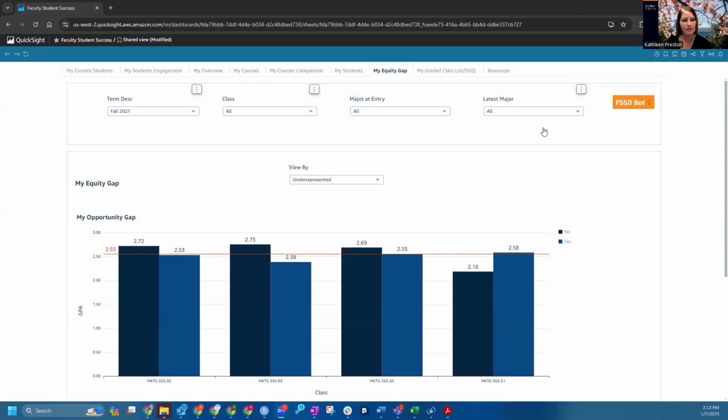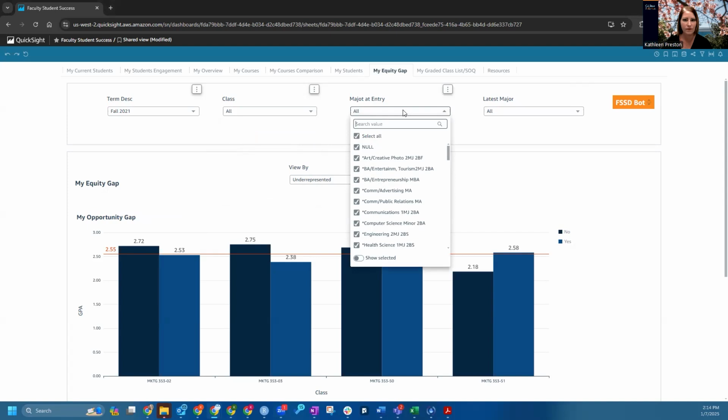The Equity Gap tab gives us a larger, more global view of what is going on in our courses, to see if we have some students that are not performing as well as others, and maybe that's related to some of their demographic information. So here we've selected fall 2021, and we're looking at all of the courses, but we could identify just one course, one section to look at.